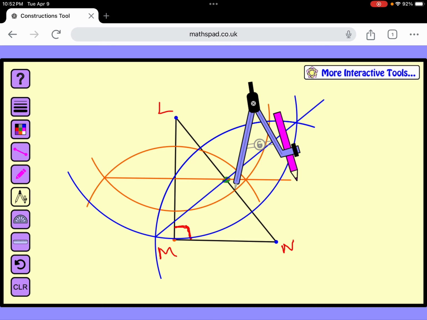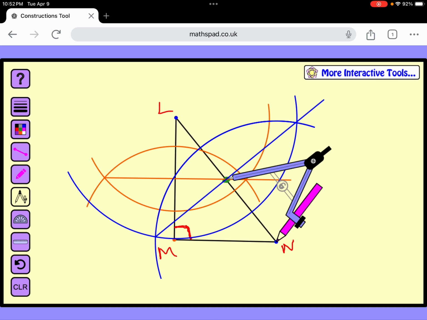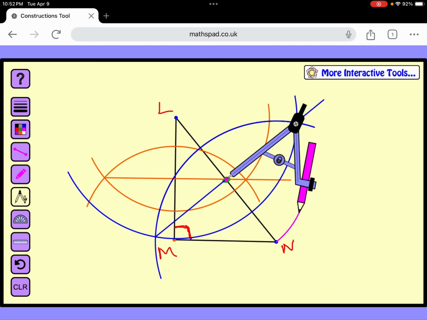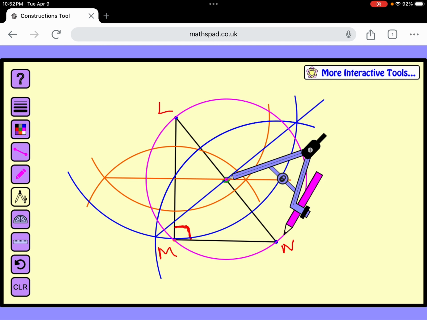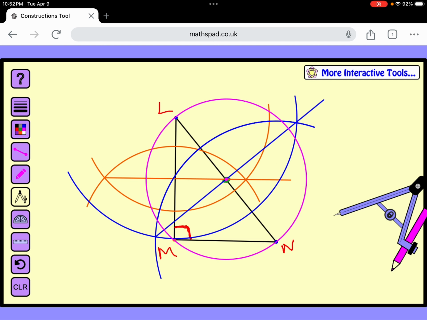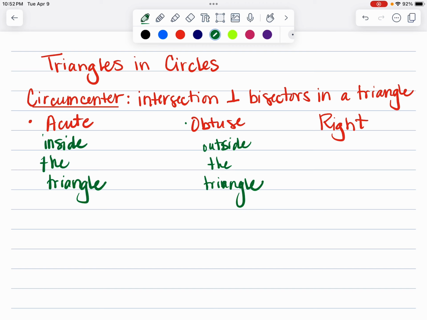Okay, so I put my point on that intersection where my circumcenter is. Put my pencil on one of the vertices of the triangle, and it should indeed circumscribe the circle. So if you look where L, M, and N are located, they're all on the circle. The circle is going around the triangle. So for the last one, in a right triangle, the circumcenter is on the hypotenuse.